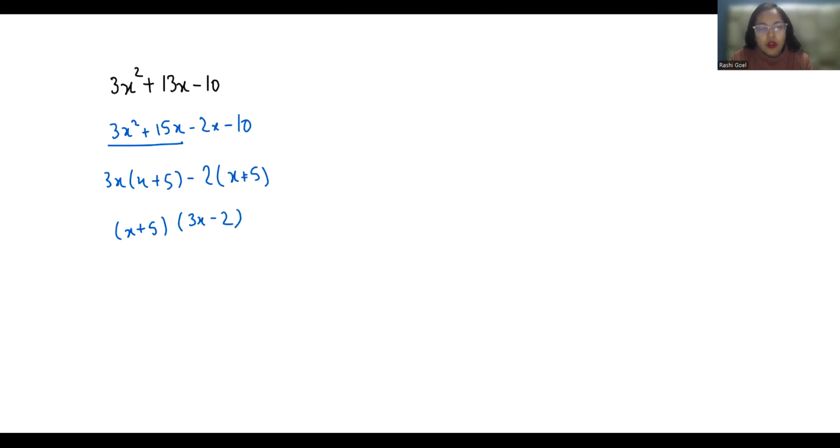Now to find out the solution, put the factors equal to 0. So the first solution is −5 and the second solution is 3x = 2. x = 2/3.